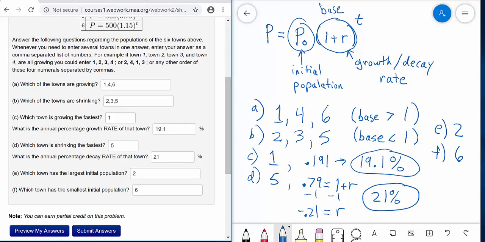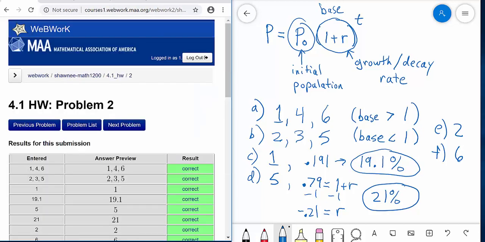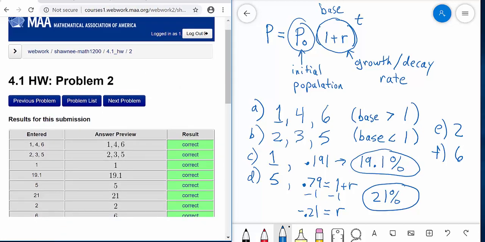So I entered all these answers in WebWork and submit my answers, and we have correct answers. Okay, let's move on to problem number 3.